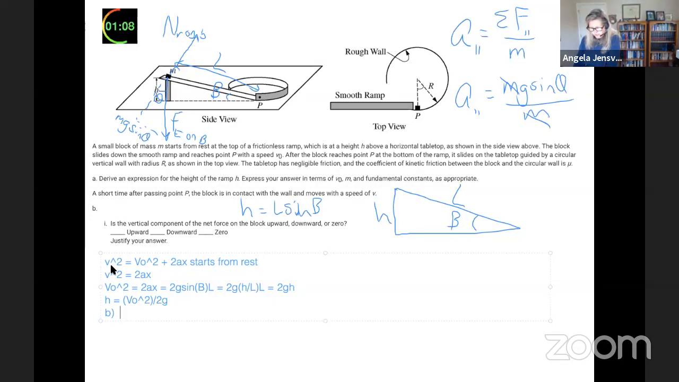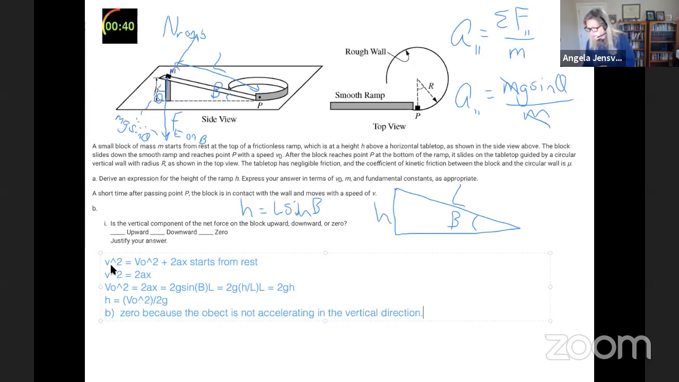I hope you guys said zero, because the object is not accelerating in the vertical direction. Is it accelerating in the horizontal direction? Yes, because it's changing its direction and it's changing its speed because there's friction acting on it. Okay, so I think that's it for this one, right?